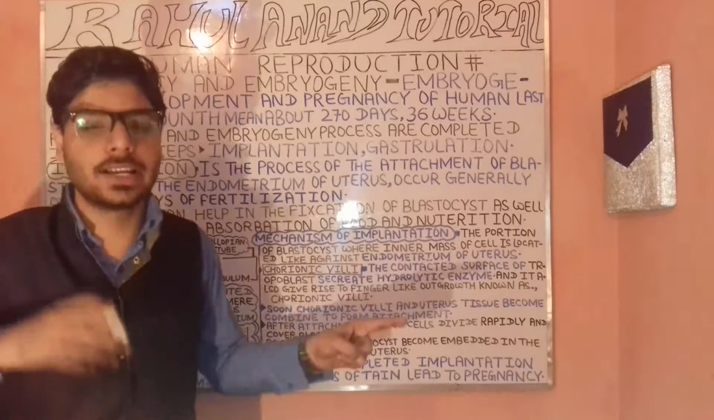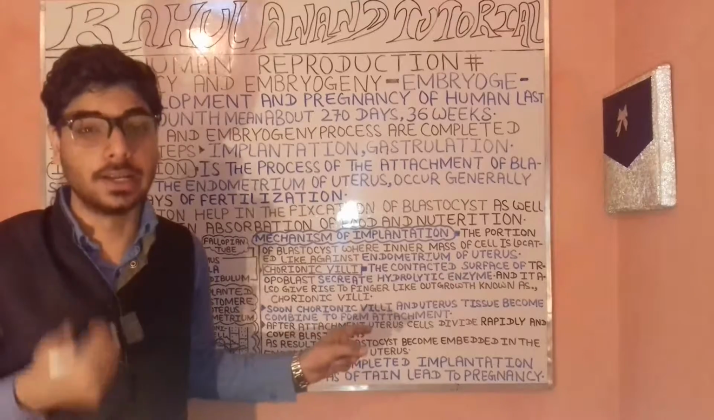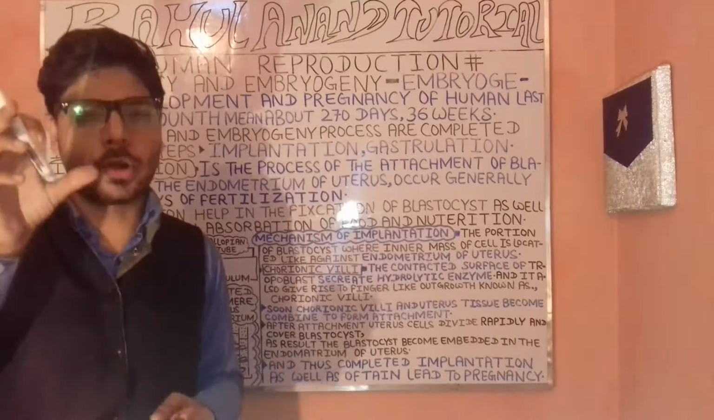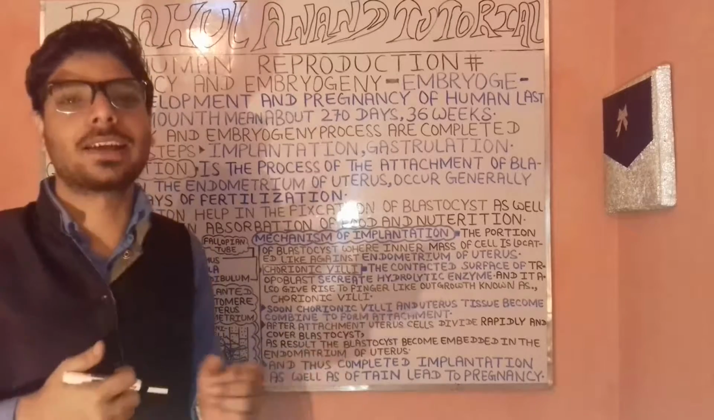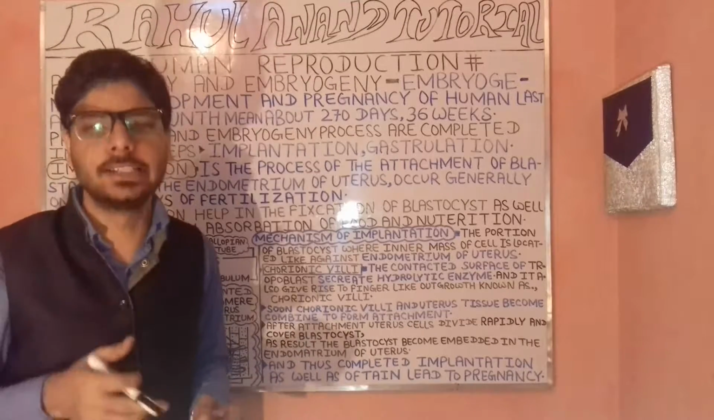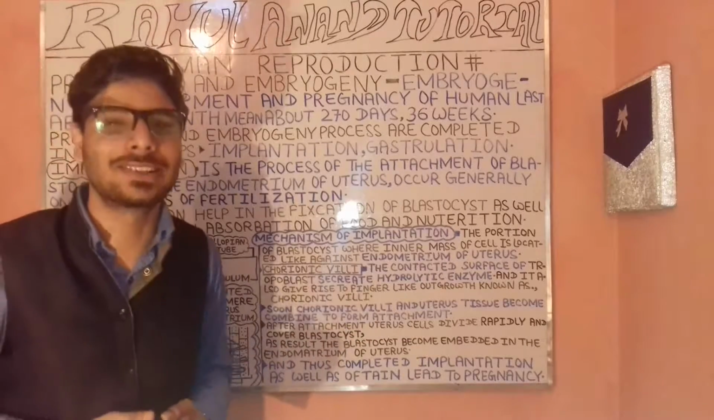When we are talking about the chorionic villi, what will be happening? The contacting surface of the trophoblast has hydrolytic enzymes. So what are enzymes? You are very clear about that.